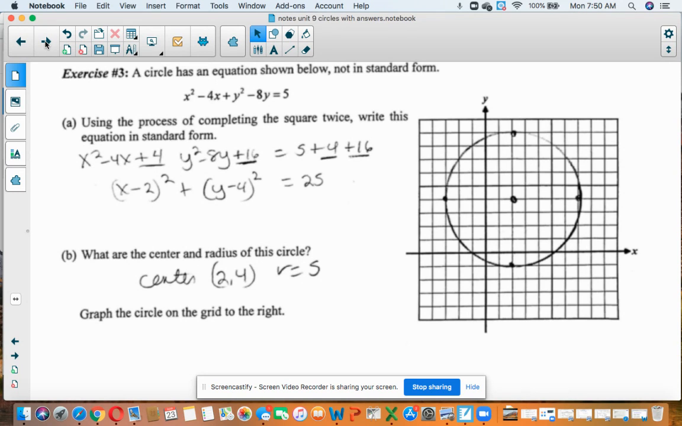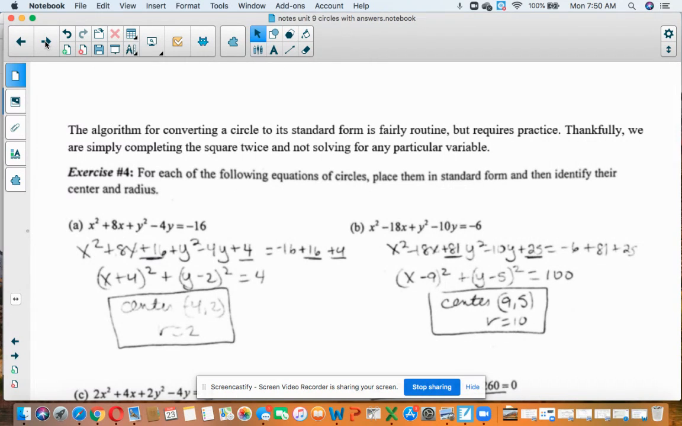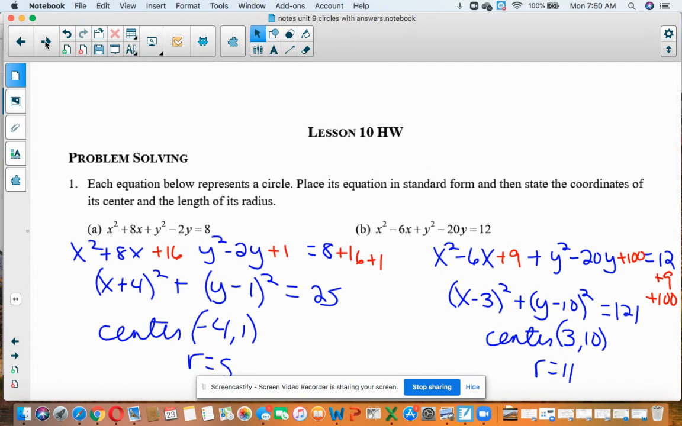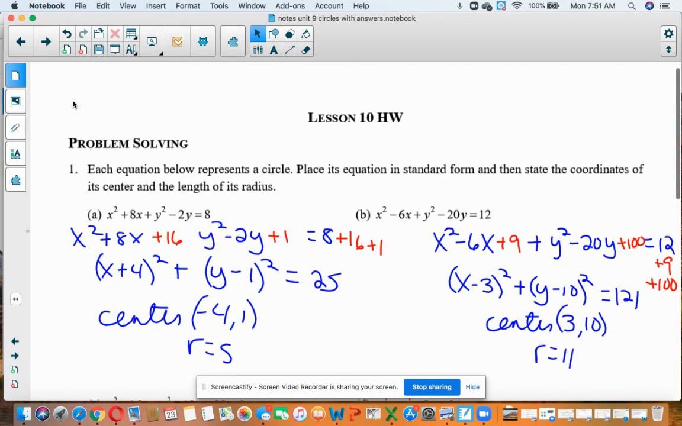Okay, so that's pretty much everything. If there's any questions that you have on the rest of that lesson, I'm going to do a live that you can ask questions. So this is the lesson 10 homework. So on each one, I'm placing it in standard form.